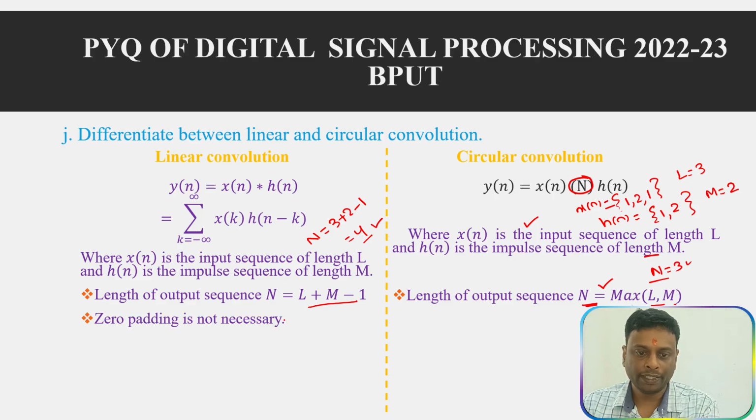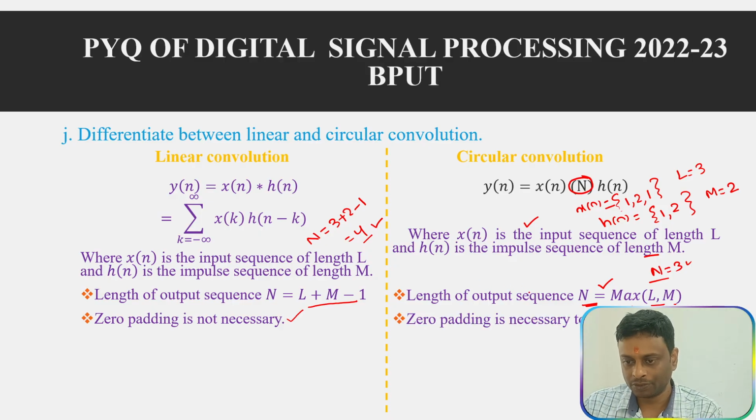So zero padding is not necessary in the linear case, you cannot append zeros, but in the circular case zero padding is necessary. The length of h of n must be the same as x of n. That is why you have to pad one zero over here, to make the lengths of x of n and h of n equal. So you have to use zero padding to make both sequences the same length.